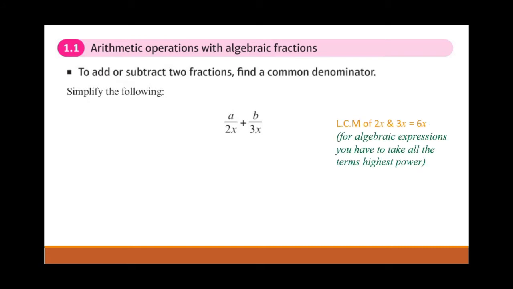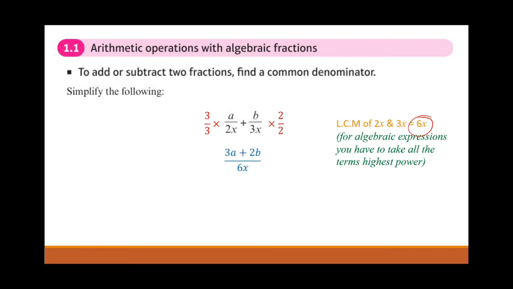First step, take the denominators and find the LCM. So the numbers you can do just as we did before, 2 and 3, the LCM would be 6, right? As for the latter part, we are applying the rule, taking all the terms with the highest power. So here we have x in both the denominators having power 1. So your LCM would be 6x. Once you get the LCM, we can make the denominators the same by multiplying with the missing factor. So to get that 6 in the denominator, the first one has to be multiplied with 3 over 3 and the second fraction by 2 over 2.